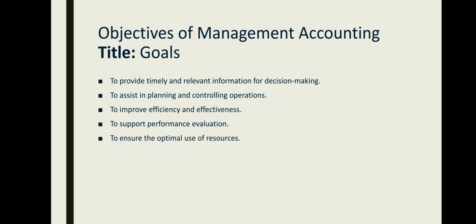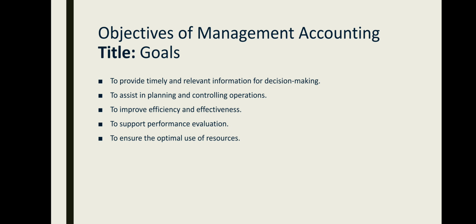Now move to the next point, that is, what are the main objectives, or we can say, what are the main goals of management accounting. Very first one is to provide timely and relevant information for decision making. Management accounting is mainly used for decision making, so taking the right decision at the right time is very important for the organization. So providing timely and relevant information for decision making is the main objective of management accounting.